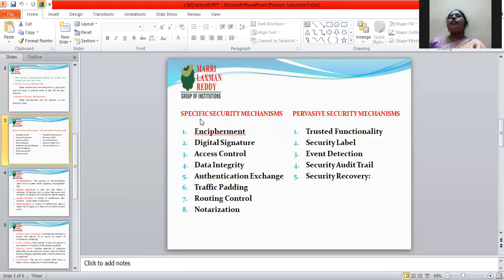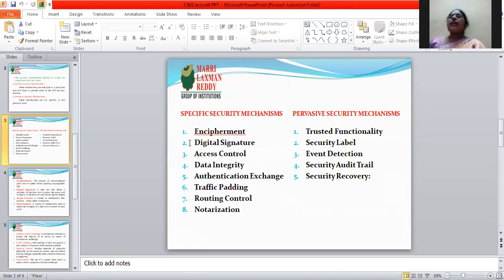It is again divided into subcategories. Specific security mechanisms, 8 types. Pervasive security mechanisms, 5 types. First one, encipherment. Second one, digital signature. Third one, access control. Fourth one, data integrity. Fifth one, authentication exchange. Sixth one, traffic padding. Seventh one, routing control. Eighth one, notarization.